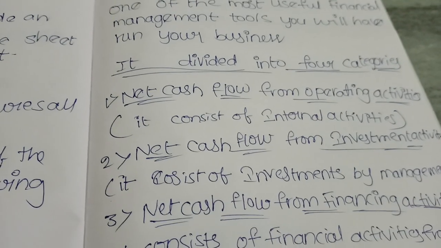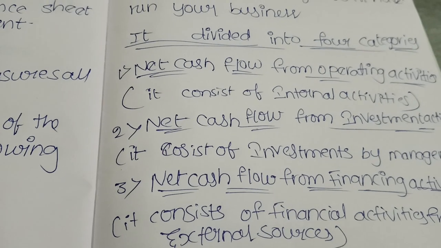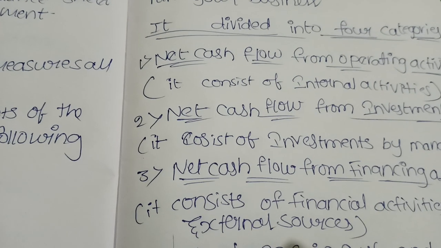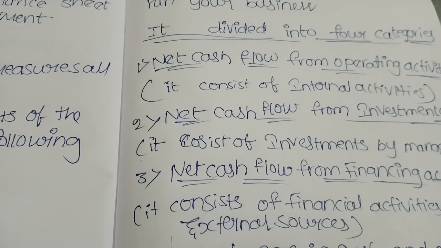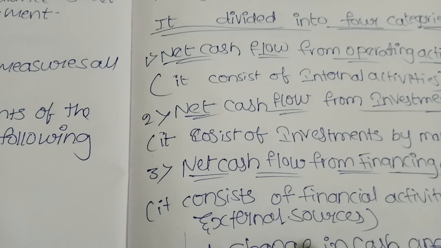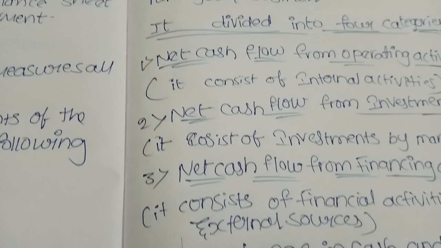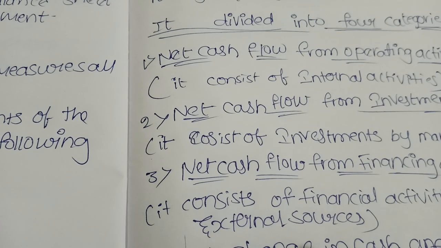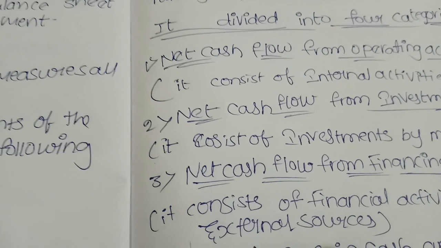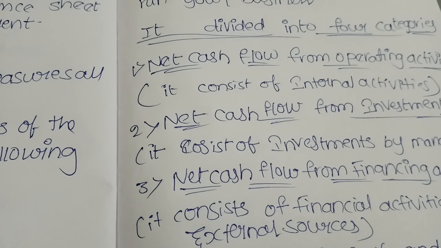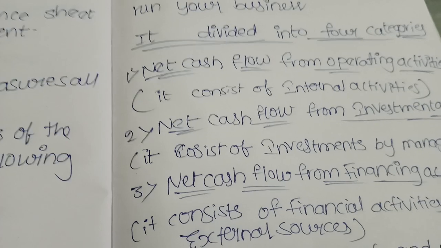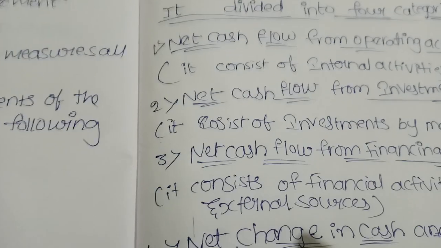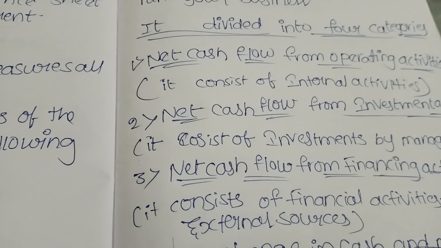I will explain clearly. First one, net cash flow from operating activities. It consists of internal activities, the daily internal activities of the business. That includes cash paid to suppliers and employees, cash paid for operating expenses, interest, taxes, and cash revenue from interest and dividends. These all come under operating activities.